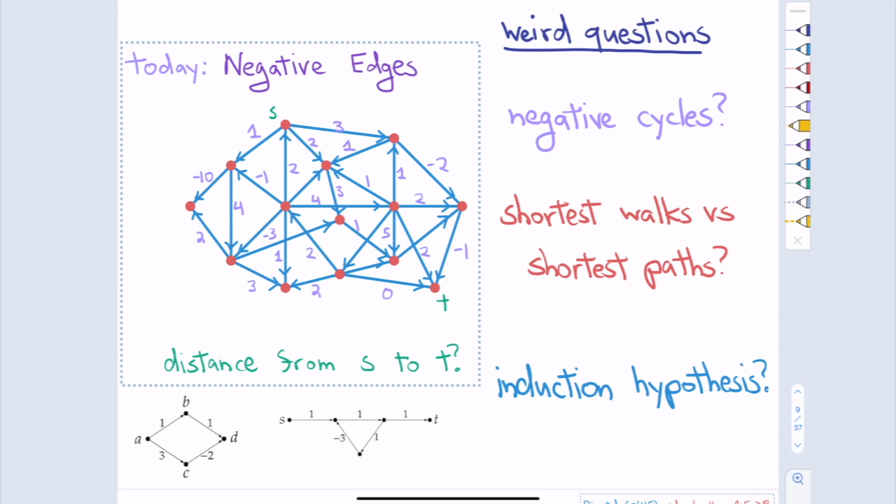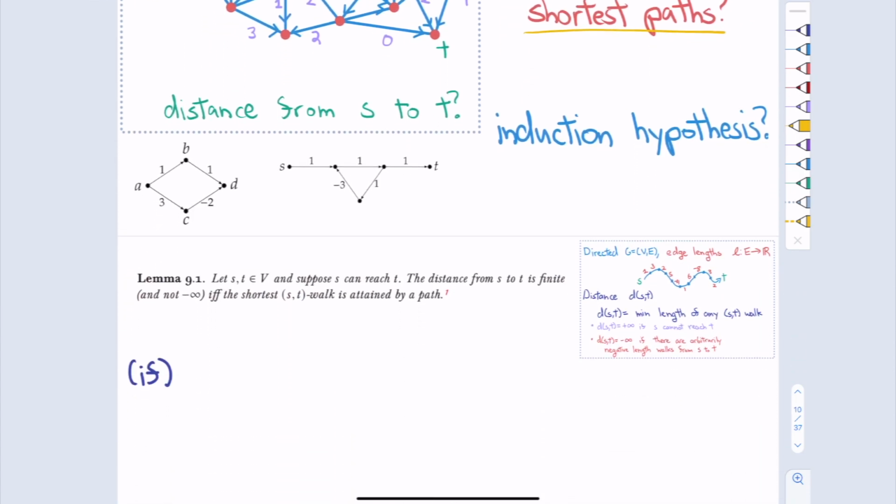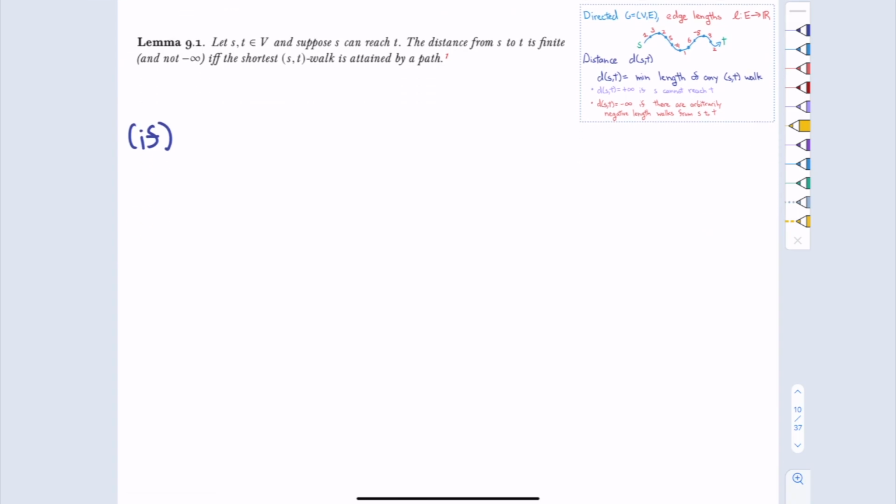Okay. So the first thing we're going to do is introduce a structural lemma that'll help us understand what's going on structurally with negative cycles and this issue of walks versus paths. So here's the lemma.